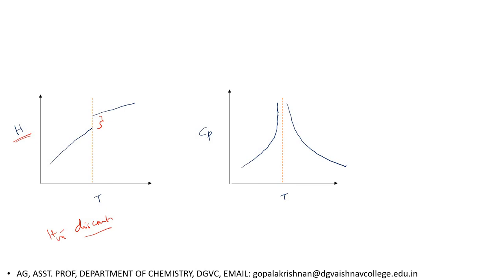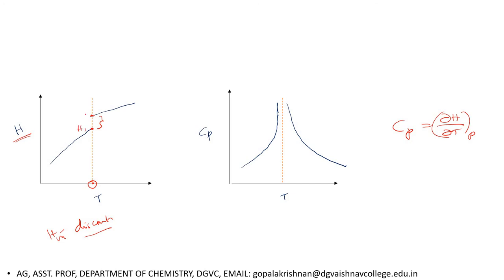And what about heat capacity? You know very well, heat capacity at constant pressure is nothing but ∂H/∂T at constant pressure. Now listen, in this graph, at the transition temperature, or the equilibrium temperature, there is a sudden change in the enthalpy.